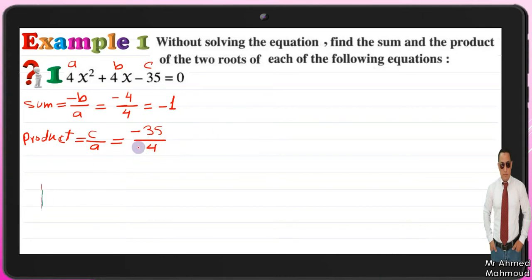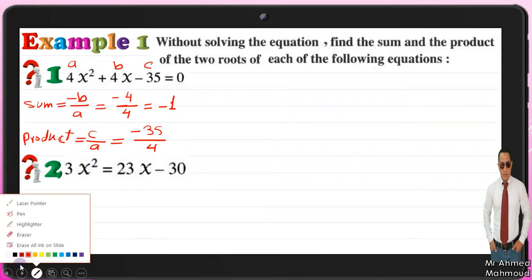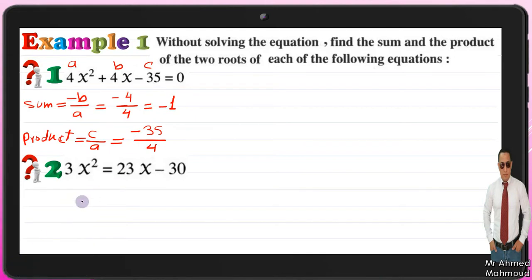Okay, now number 2: 3x². This equation is not in the simplest form. First, I'm going to write the equation in the simplest form: 3x² minus 23x plus 30. I did what? I sent 23x and the negative 30 to the left side. It will be equal to 0.